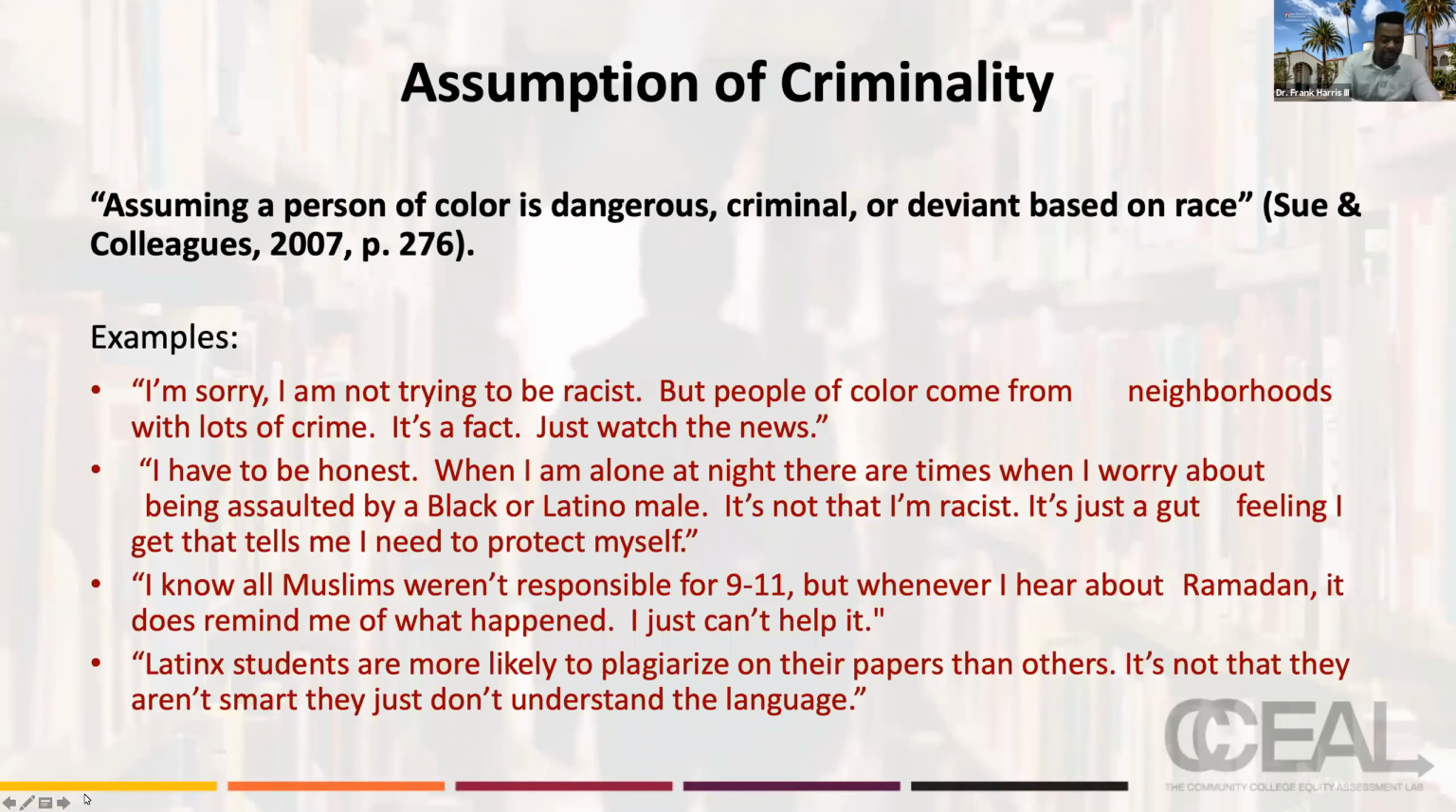The next one is an assumption of criminality. This occurs when we view a person of color as being dangerous, a thug, or someone who is likely to commit a crime based on their identity. So some examples here, right? I'm sorry, I'm not trying to be racist, but people of color come from neighborhoods with lots of crime. It's just a fact. Just watch the news.